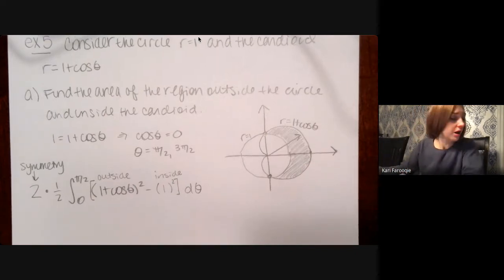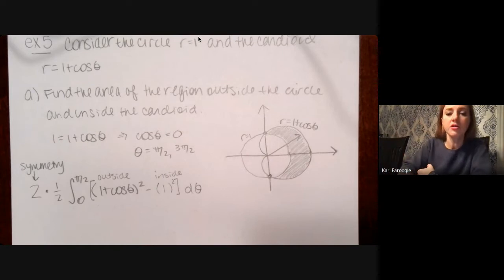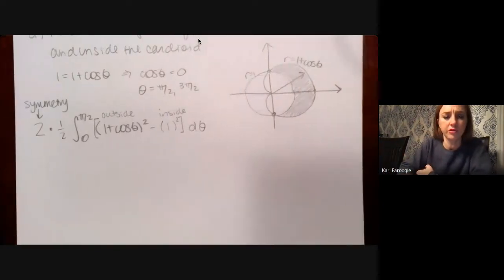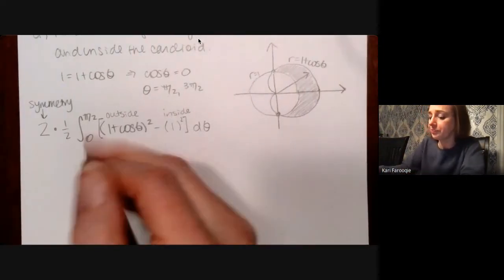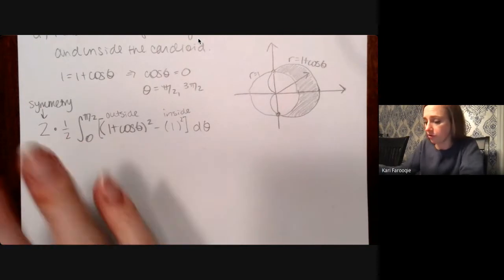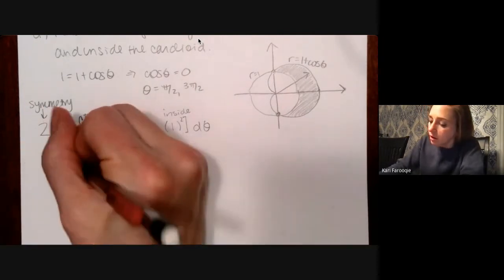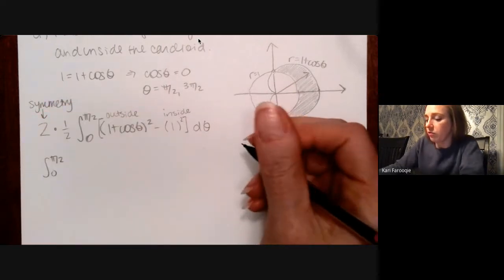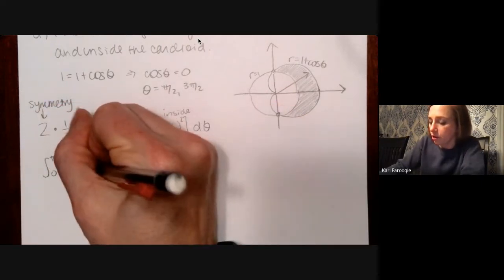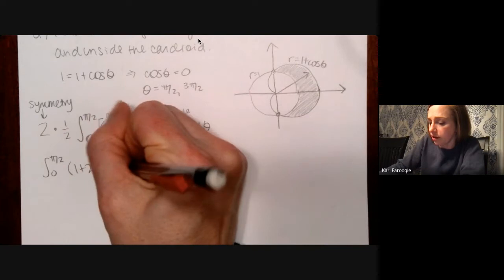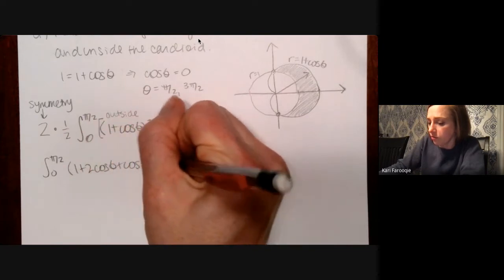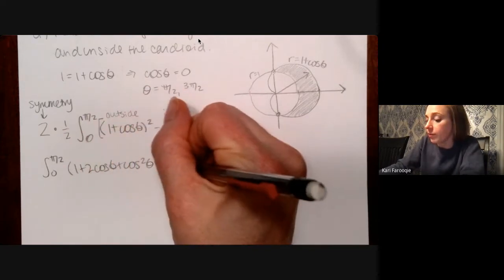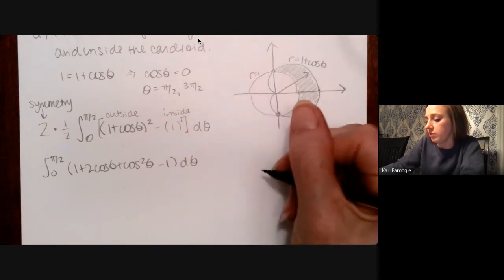Okay. Now that you have your integral set up, at this point, this looks very much like a bunch of the integrals we've already done. So I'm going to go through this one a little bit faster as far as evaluating the integral. So 2 times 1/2 just gives us 1. So I can rewrite this now as the integral from 0 to pi over 2 of 1 plus 2 cosine theta plus cosine squared of theta minus 1 d theta.